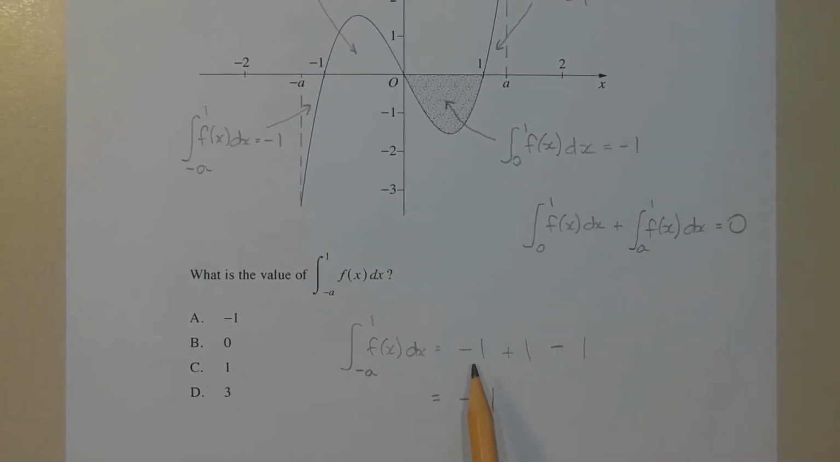Which means -1 plus +1 plus -1 equals -1. Therefore, the correct answer is option A.